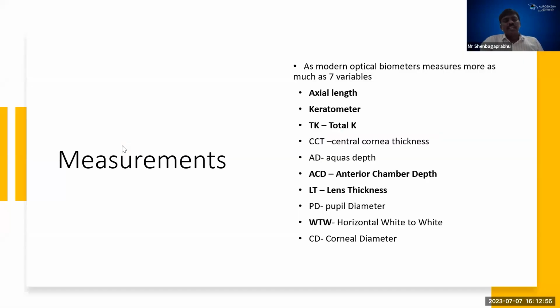When it comes to measurements, each optical biometer gives various variables, like axial length, keratometer, total K and so on. As a technician, we should know the significance of the variables used for the IOL calculation formula, because each formula uses different variables. Earlier formulas like SRK II or SRK/T may use only axial length and K value. But the latest generation formulas like Barrett, Haigis, Holladay and others use more variables. Even a deviation in white to white or lens thickness can hamper our result, so we need to look at those values also.